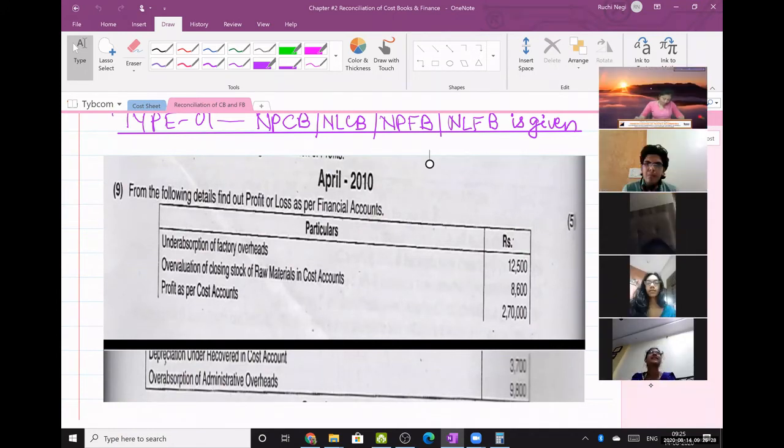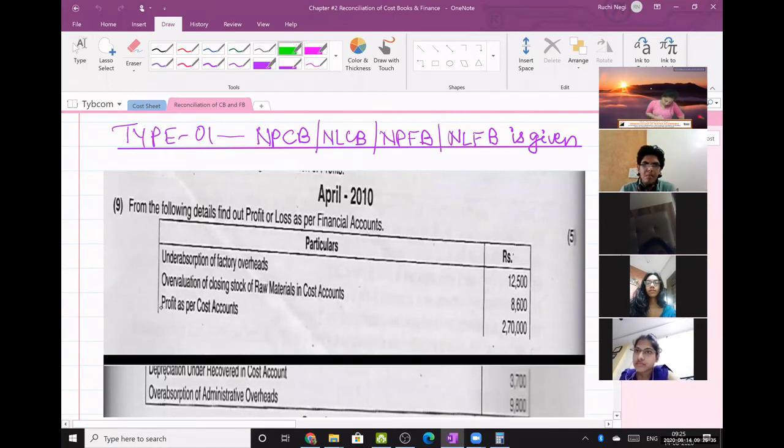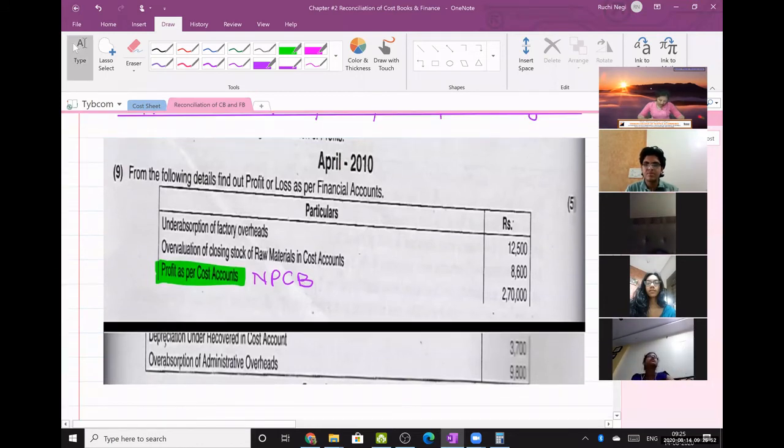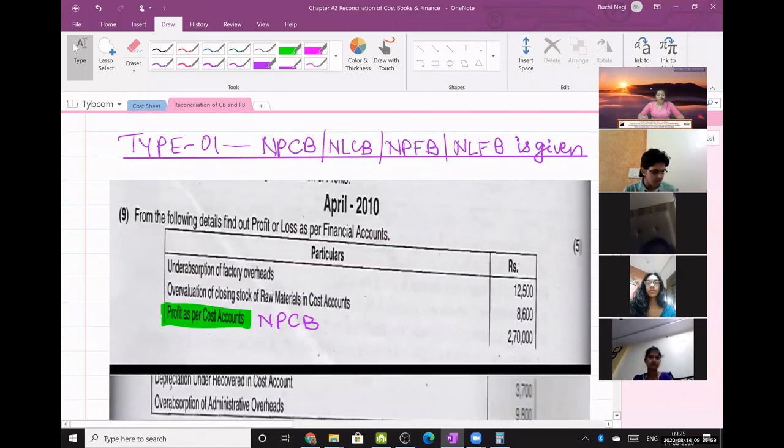तो सबसे पहले आप क्या ढूंढने वाले हो सम में? नेट प्रॉफिट या नेट लॉस? सीधा हाईलाइट करते हैं सब. Profit as per cost accounts. Okay. So this means net profit as per cost books. समझ में आया? Acknowledge it in the chat box. The question paper में for reconciliation, the first thing you're going to search is this. Okay, whether it is net profit as per cost books or finance books or net loss.